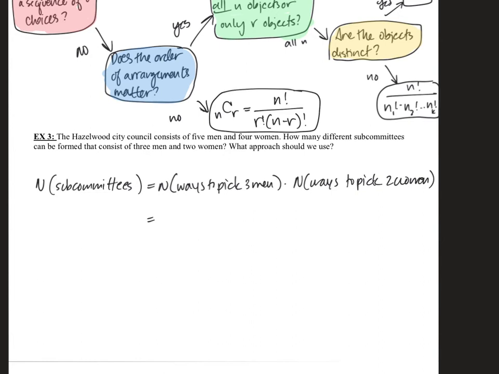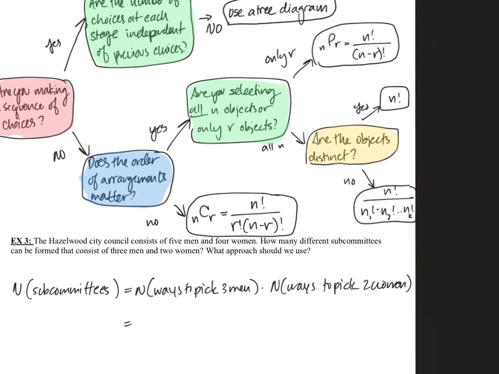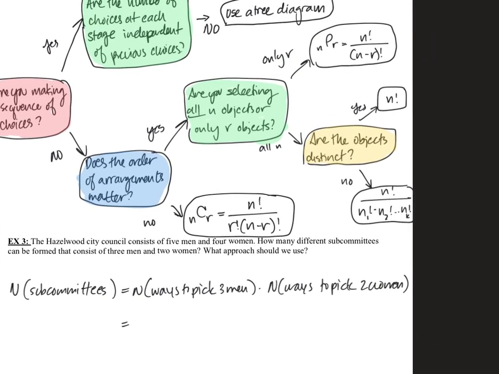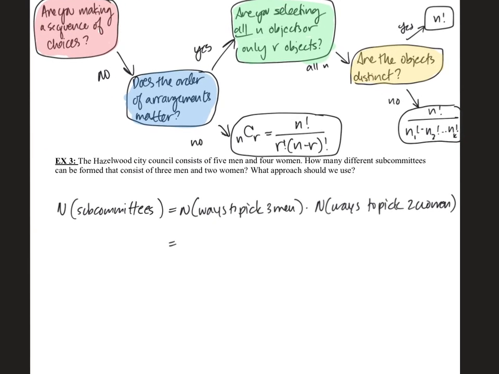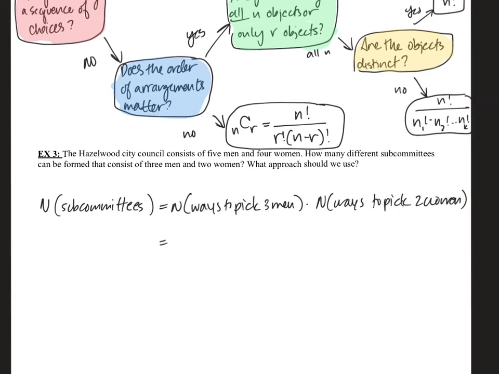Alright, so how would we get this? Well, the number of ways to pick 3 men, let's see. We're talking about picking, so should we use combinations or permutations? And remember, we're thinking about order, so does order matter? Well, order does not matter. So we're going to go ahead and use combinations.